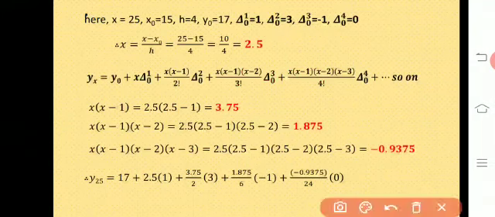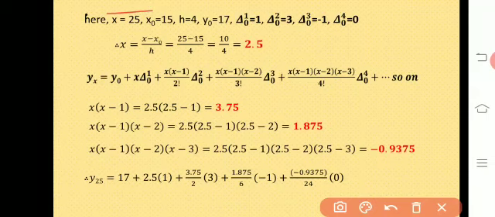Then we have to estimate the value of y for x equal to 25. So that is the value of x. Then first x value in the table is 15. So x0 is equal to 15. The difference between two successive values of x is 4. So h is equal to 4. Y0, as we have seen in the previous slide, is y0 equal to 17.